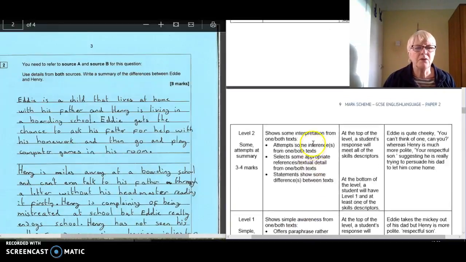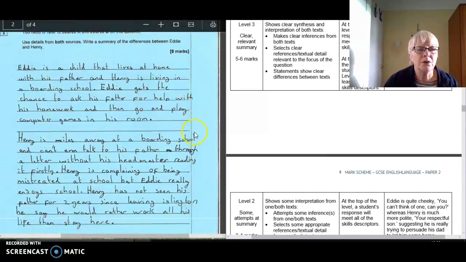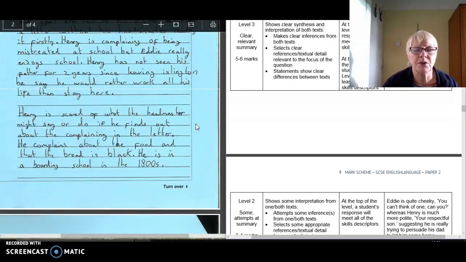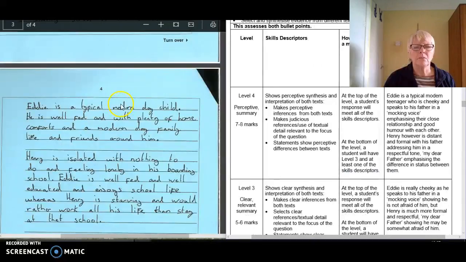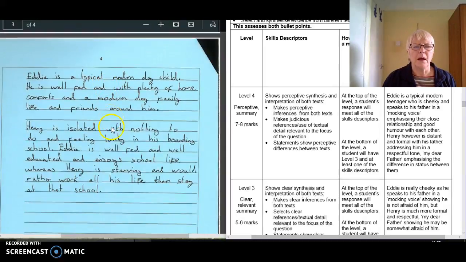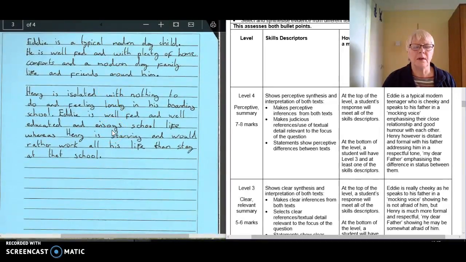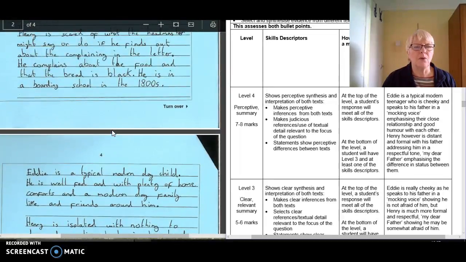If we move on to question 2, which asks you to write a summary of the differences between Eddie and Henry, you've given some very good explanations of the differences between the two boys. You've picked up on the fact that Eddie is a typical modern day teenager, whereas Henry's in a boarding school in the 1800s. You've also mentioned that Eddie is well fed and has all the home comforts and his friends around him, whereas Henry is isolated, nothing to do, no friends, and he's not treated very well at school, and the food isn't very good.